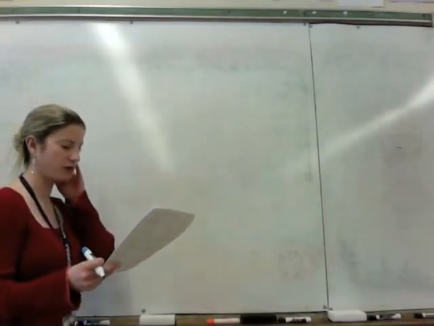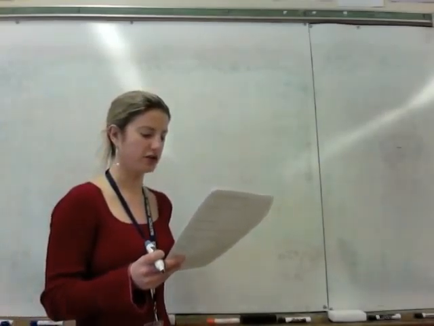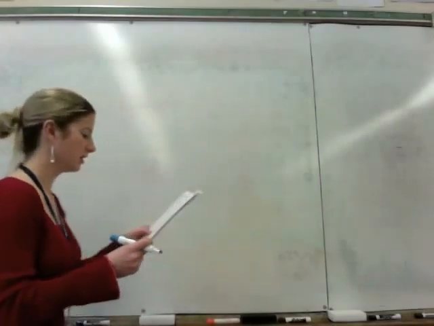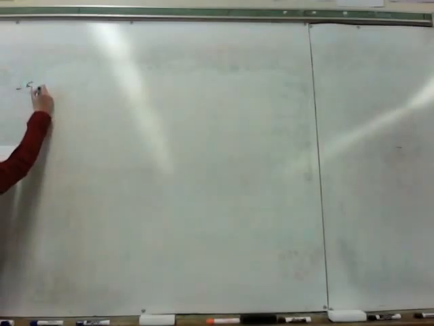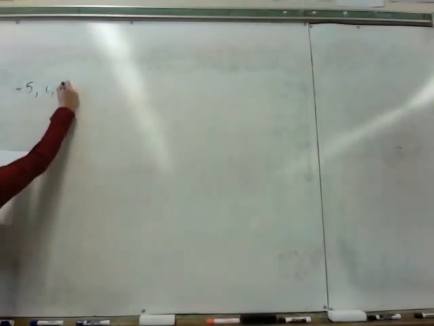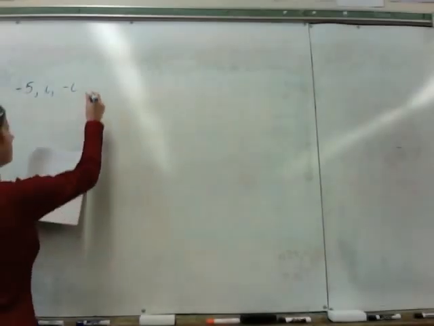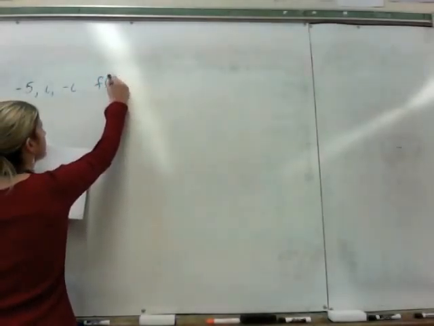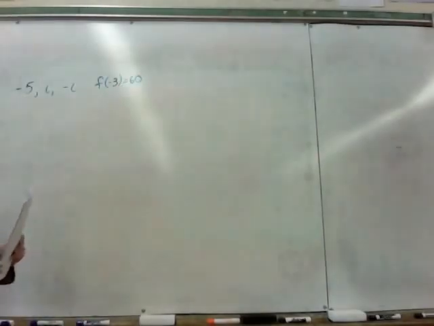So this is number 46. It says find a polynomial of degree 3 with real coefficients that satisfies the given conditions. So you know that your zeros are negative 5, i, and negative i, okay? And then it also tells you that f of negative 3 equals 60. And we're going to talk about why it tells you that as well in a second.